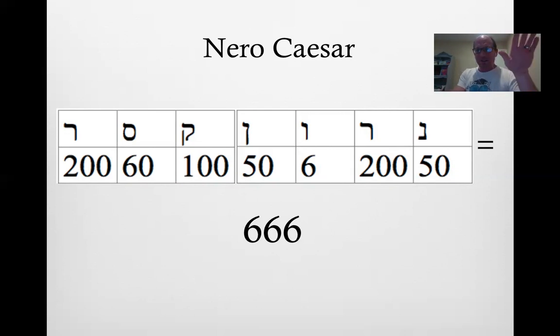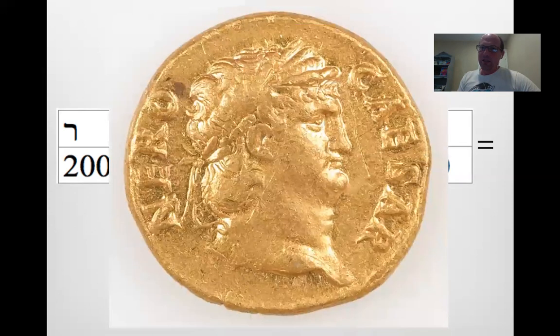Here's something that's fascinating. The name Nero Caesar in Hebrew adds up to 666. Now you may say, Andrew, you just did what you said we're not supposed to do. Partially, right? Because these are real values. I didn't make up those values. You can look at the chart. Those are the real values of those letters. But he probably didn't go around saying, my name's Nero Caesar, except that he definitely did.